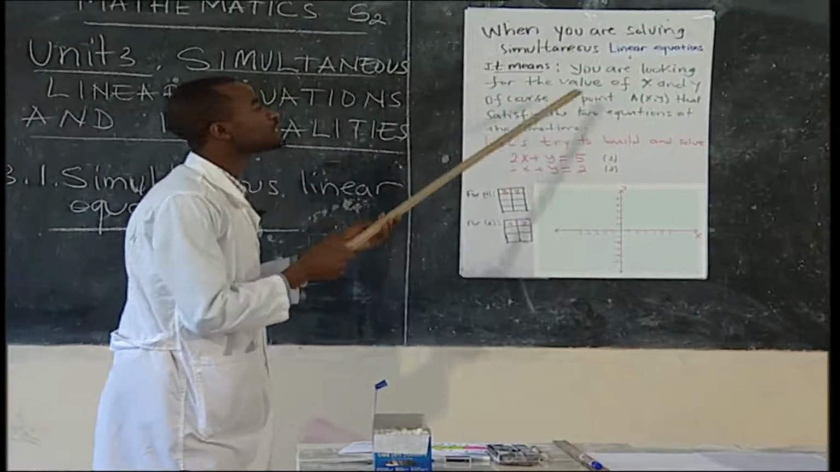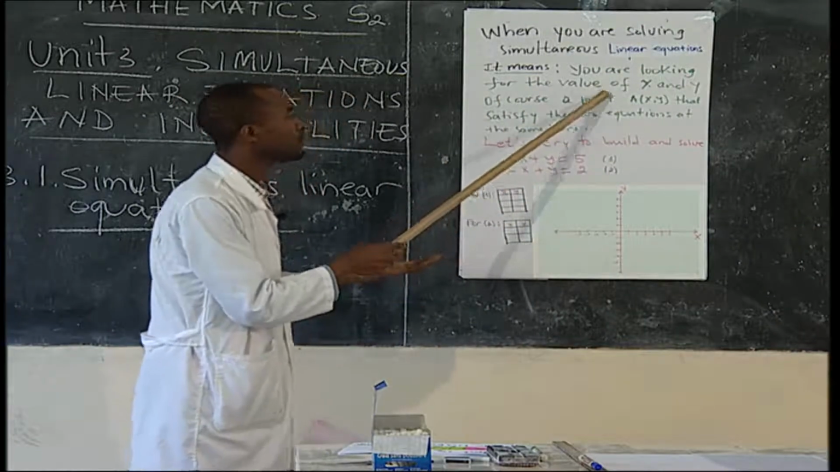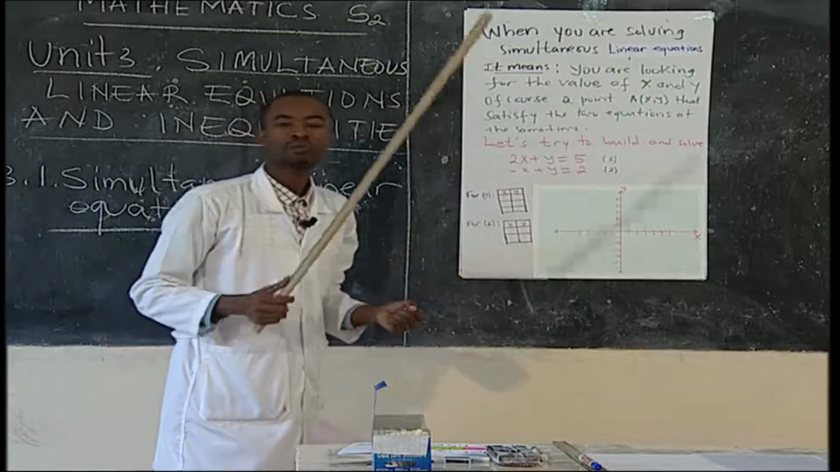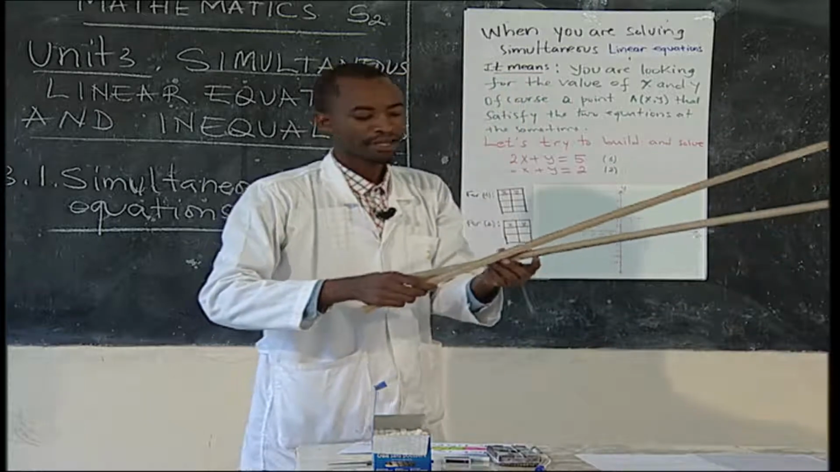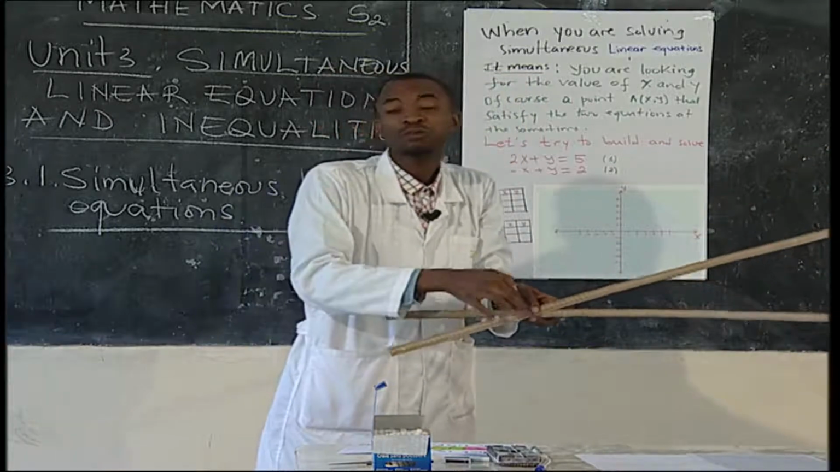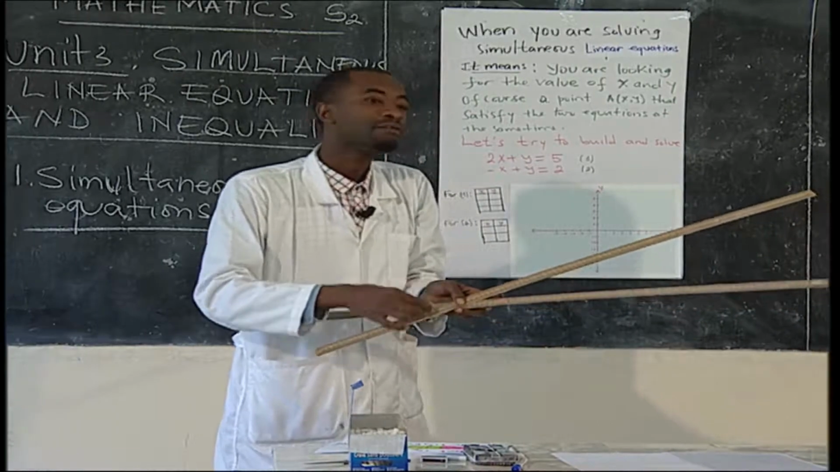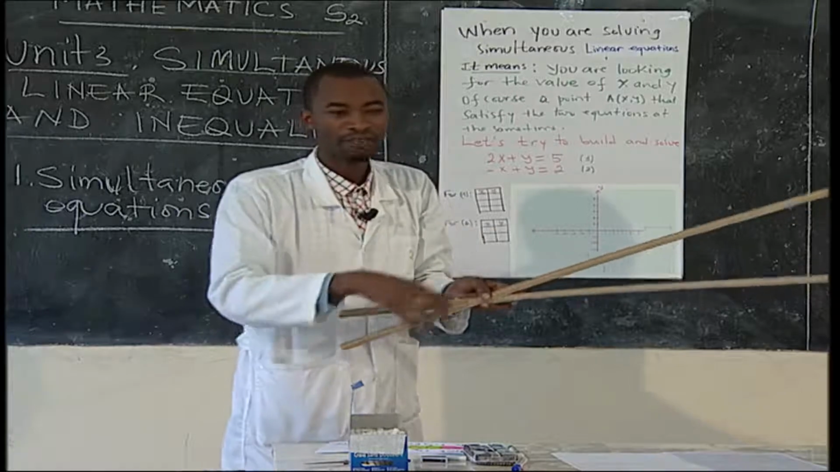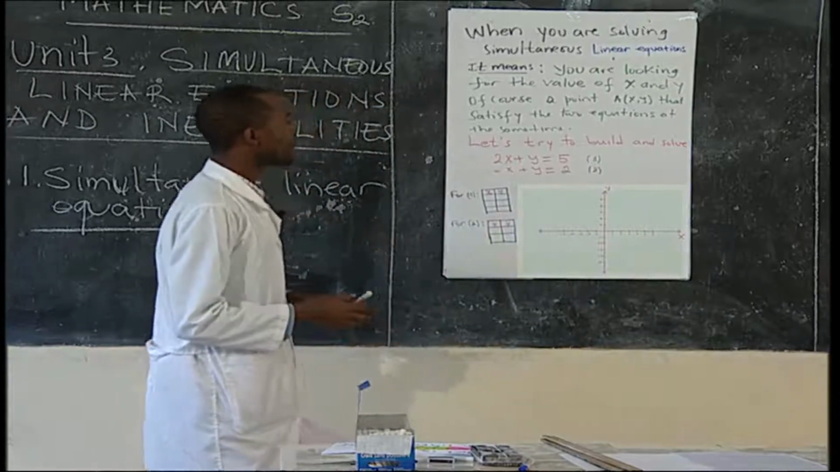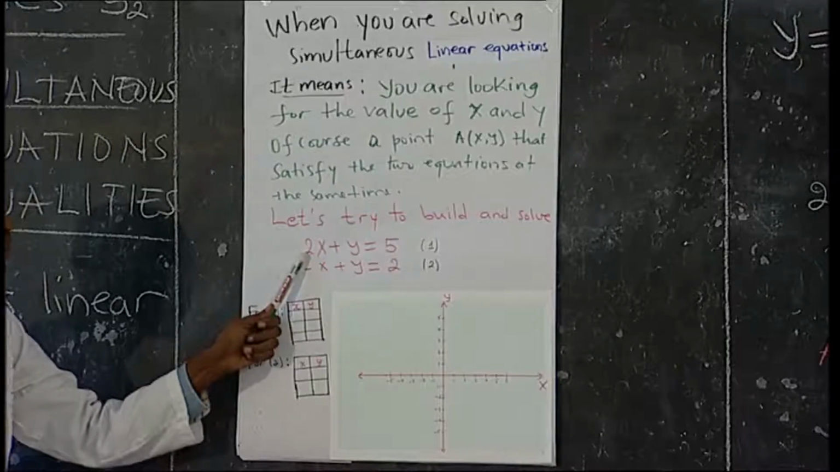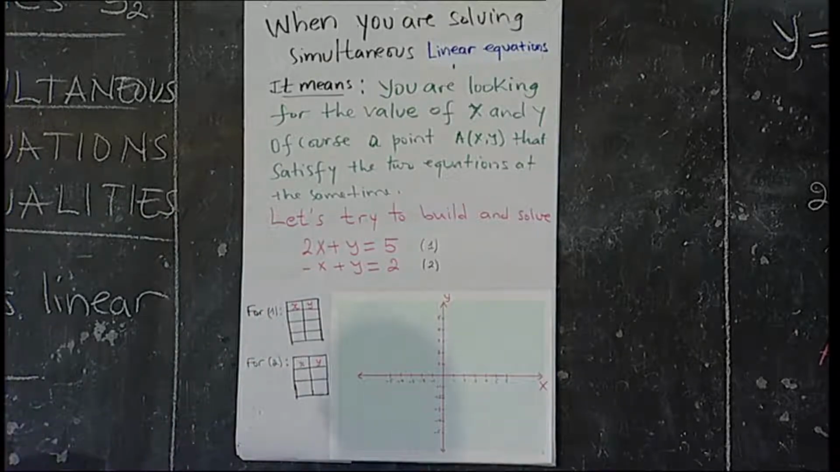When you are solving simultaneous linear equations, it means you are looking for the value of x and y. That's what I was explaining when I was showing you these two straight lines. If they are meeting somewhere, you need to find the value of this point. And this point will verify every single line as you have them over here. Let's do it together. You see, we have equation number 1, and we have the second one.